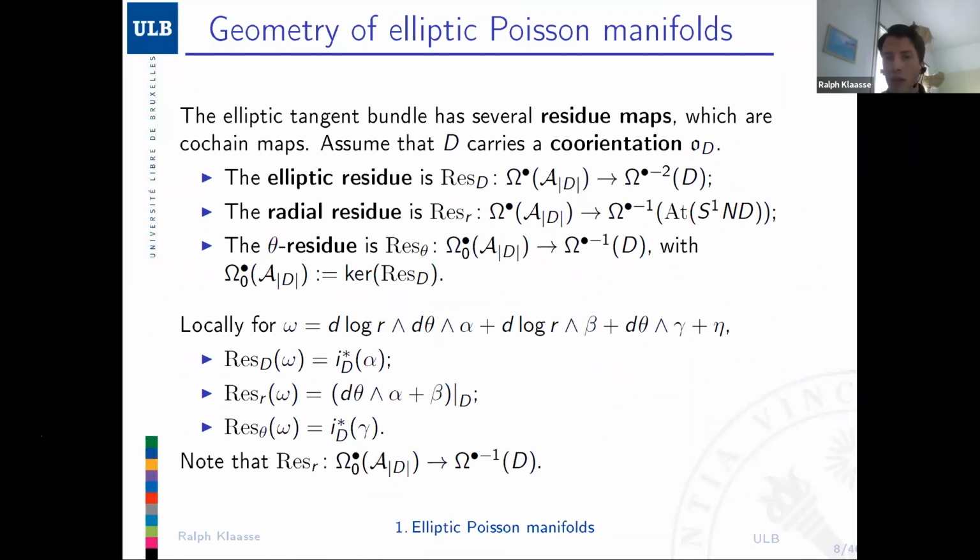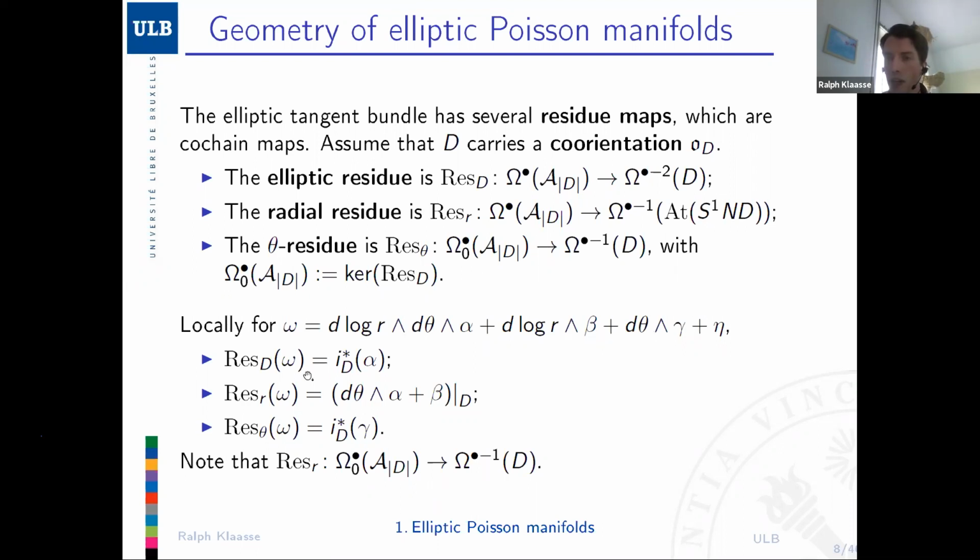What we need to write it down in this manner is a co-orientation of the submanifold D. And then, yeah, there's a bunch of maps I'm writing down here, but maybe your attention should be focusing on this omega over here. If you just look at the local description of the Lie algebroid, any local elliptic 2-form, or form in general, can be written in this manner. So you have the singular generator d log r, the singular generator d theta, and then their wedges.